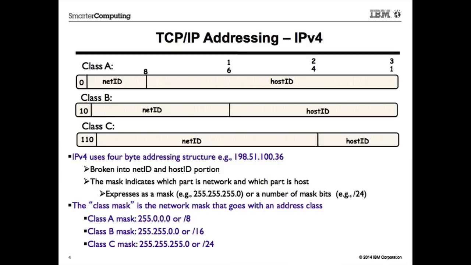Now, there's the concept of a class mask, which is simply the network mask that goes with an address class. For a class A address, the class mask is 255.0.0.0, or /8. Class B has a /16, and class C has a /24. Those are the basic addressing classes and subnet network divisions.